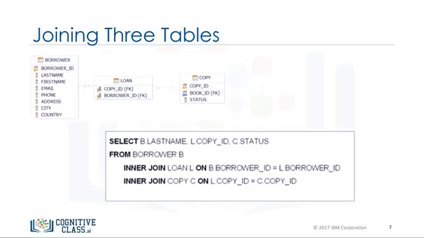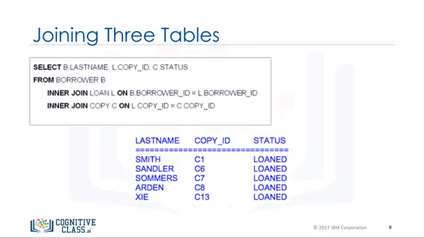In this case, we join the tables two by two. First, we join the information from the borrower table and the loan table where the borrower IDs match. Then, we join the information from the loan table and the copy table where the copy IDs match. We select the last name from the borrower table, the copy ID from the loan table, and the status from the copy table. And here is the result set. We see the name of the borrower, the ID of each book, and the status they have. There are 5 books on loan.